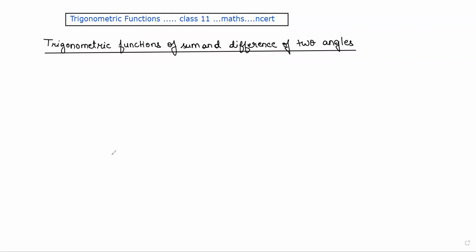We were discussing trigonometric functions for class 11th Maths NCERT chapter 3rd. Today we'll discuss some formulas related to trigonometric functions. One type of formulas is trigonometric functions of sum and difference of two angles. Here, let us consider x and y as the two angles. So sum of the angles would be x plus y. There are two formulas related to it, sine x plus y and cos x plus y.